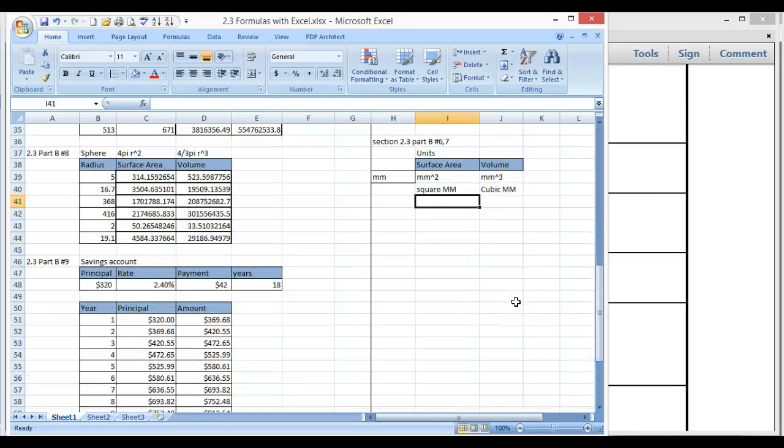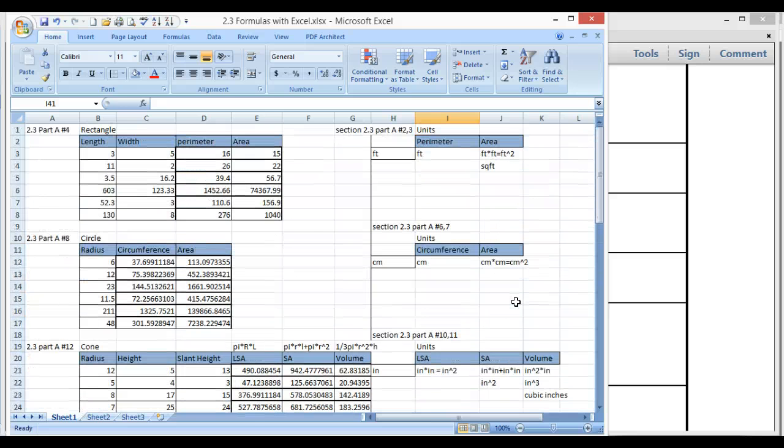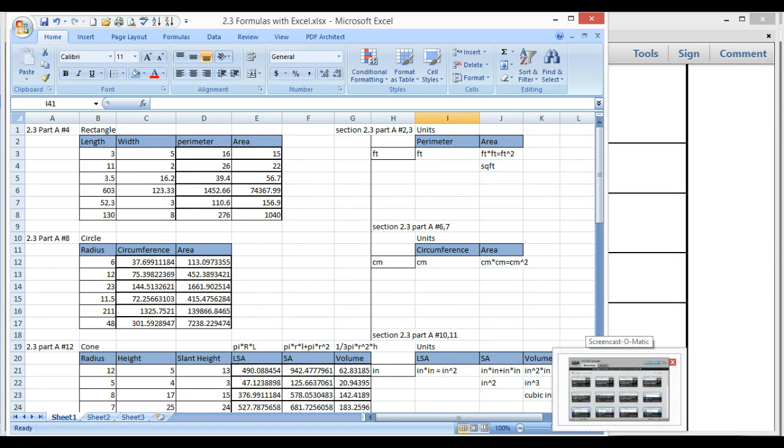There we go. That is part B, or the second part of our section 2.3, discussing the units. Good luck on your homework, and good luck on the test.